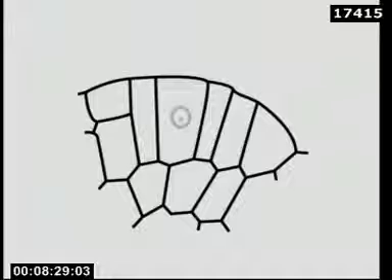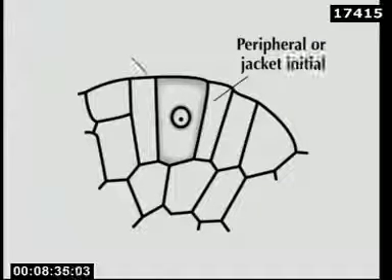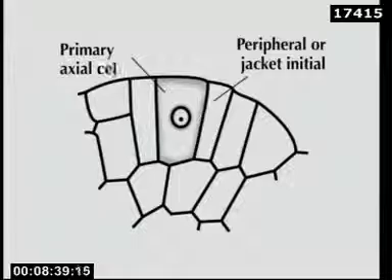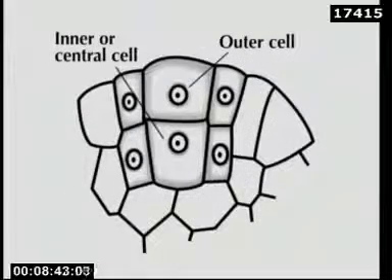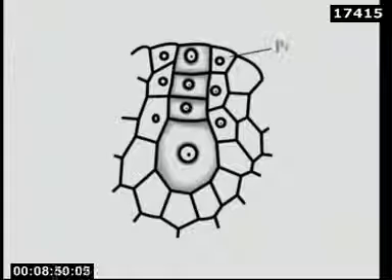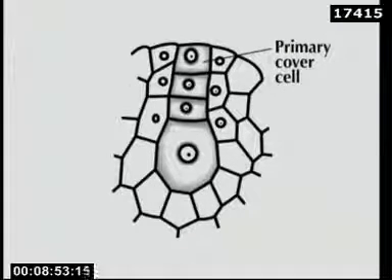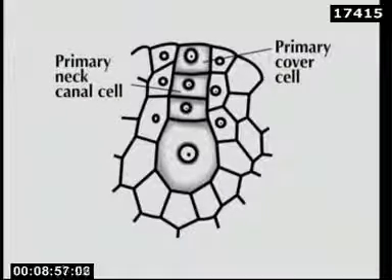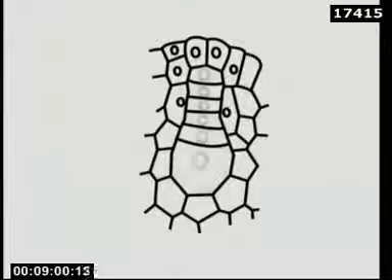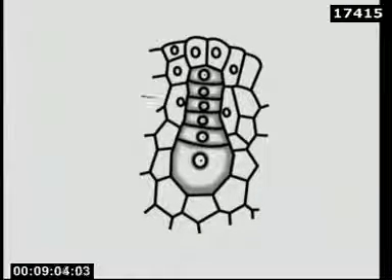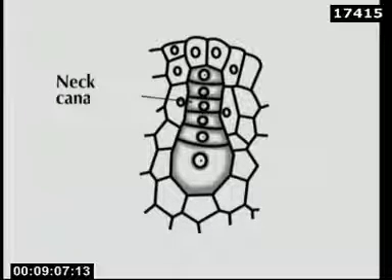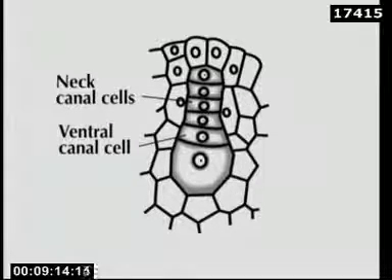The primary archegonial cell divides by 3 vertical walls which intersect each other, forming 3 peripheral cells enclosing an inner axial cell. The axial cell divides transversely into an outer and an inner cell. The outer cell further divides transversely, forming the primary cover cell towards the outer side and the primary neck canal cell towards the inner side. The primary cover cell divides once or twice, forming 2 to 4 cover cells, while the primary neck canal cell divides transversely to produce 4 to 6 neck canal cells. The inner cell is the primary ventral cell, which also divides transversely, forming the ventral canal cell and egg.